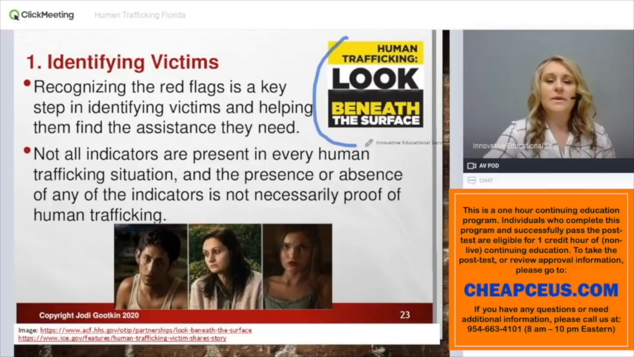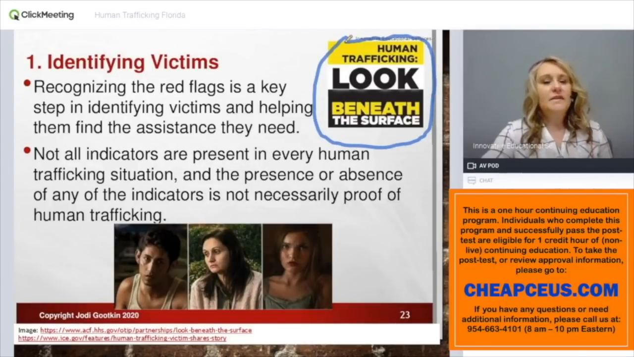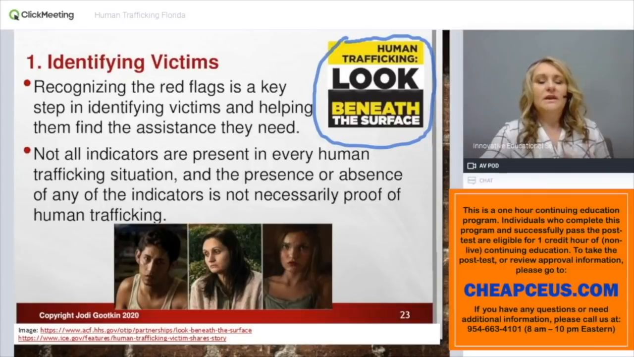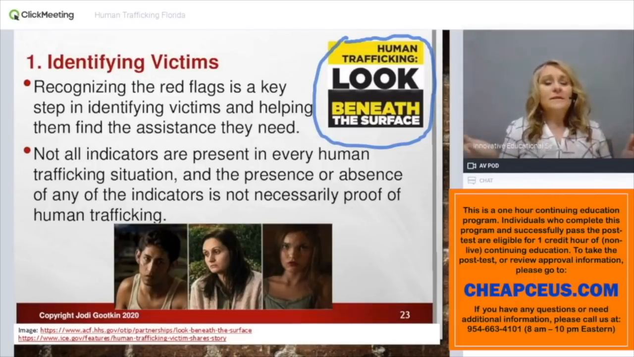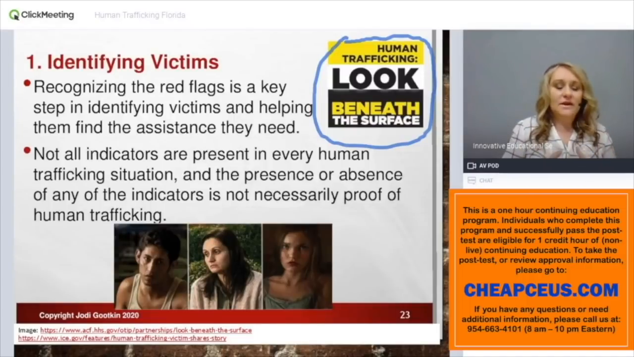What they focus on, their campaign, is to look beneath the surface. That's to really remind everyone that this is happening around us, and we need to be putting the pieces of the puzzle together to say, oh, that might be a potential case. Again, it's not our job to confirm it, but if something, as we go through these red flags, gives you alarm that something may be going on, you're going to want to report that tip. But you're going to balance that with maintaining safety and remembering you're not law enforcement. You are not responsible for investigating it. We can just help play a role in identifying it.